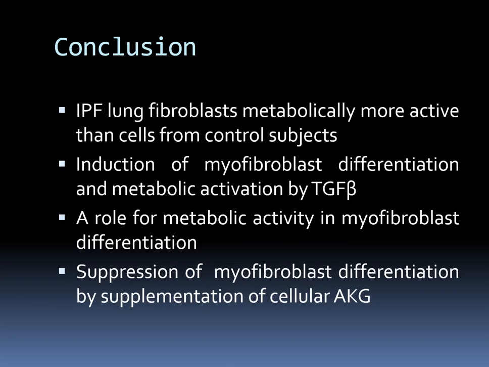So to summarize, we found that the fibroblasts isolated from IPF patients are more metabolically active than the cells from the control subjects. And the TGF-beta can induce the myofibroblast differentiation, and it also induces the metabolic activation. And there is a role for the metabolic activity in myofibroblast differentiation. Supplementation of the cellular alpha KG would suppress the alpha smooth muscle actin gene expression and myofibroblast differentiation.